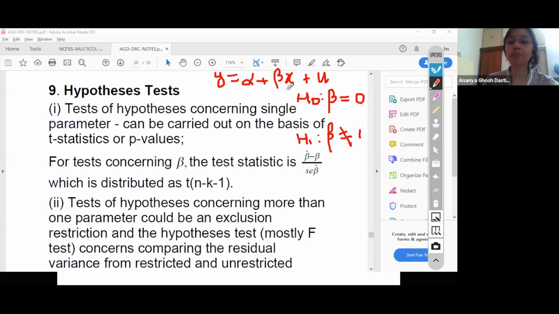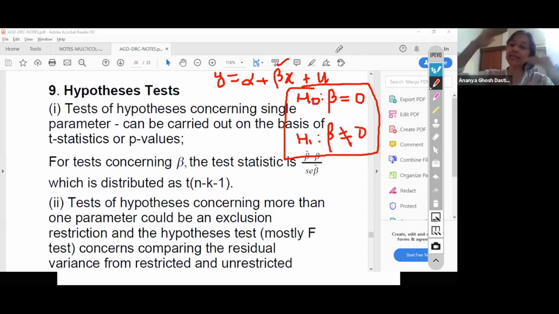Now please look at this null and alternate. They are very important. Why? Because you see, suppose beta is equal to 0. If beta is equal to 0, then what does that mean? It means y is equal to alpha. It means x has no role in y. In my example, it means that education has nothing to do with wages. So very bad news, right?